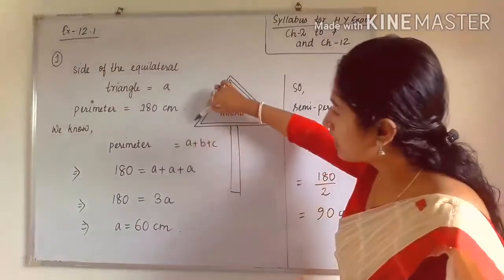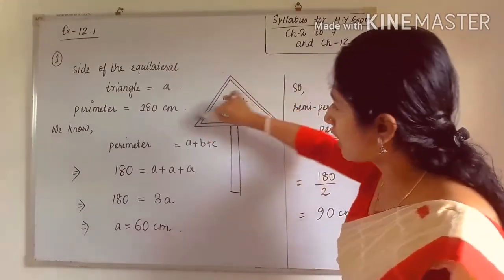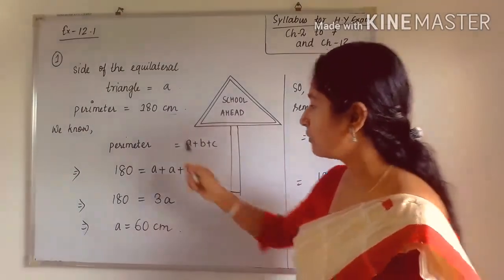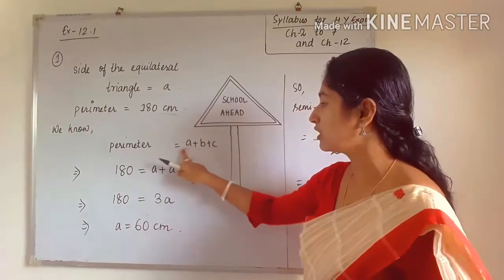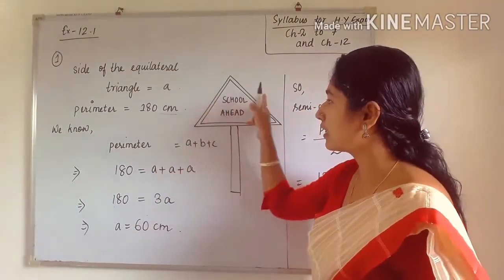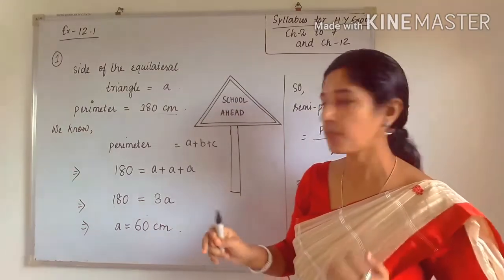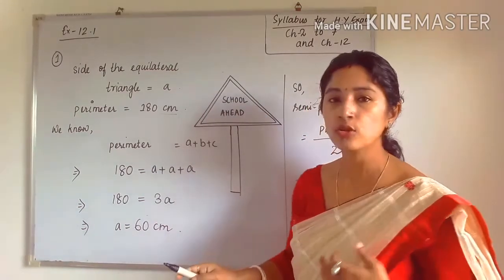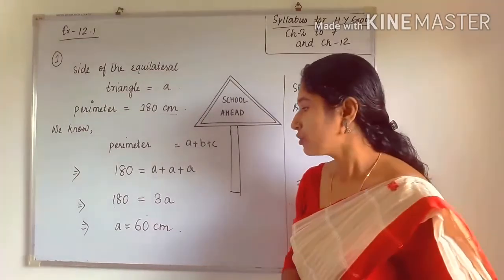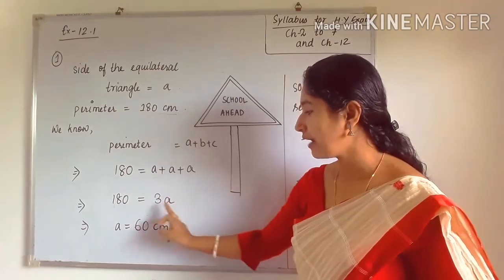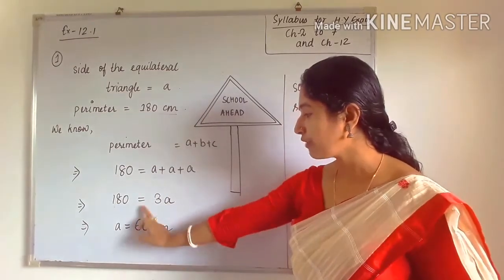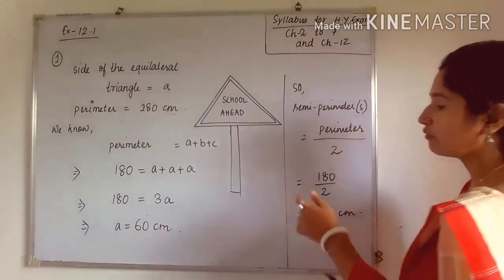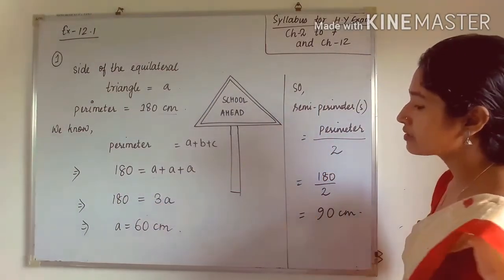Perimeter means when we add all the sides of this triangle, then we will get what? 180 centimeter. So we know that the formula of perimeter is sum of all the three sides. So here the three sides will be what? a plus a plus a. Okay. So in place of b and c we can write a and a as all the sides are equal. So a plus a plus a will be 3a, and we can easily find the value of a by dividing by 3 on that side. So finally we got the side as 60 centimeter.